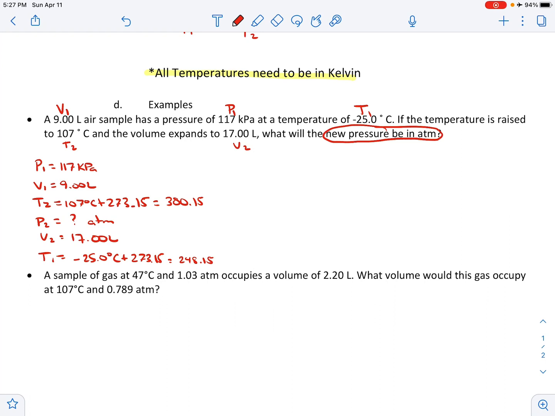So remember, the formula we're going to use is P1 V1 T2 is equal to P2 V2 T1. Now we can just plug it all in and solve. We're going to double check that our labels are what they need to be: kPa, and we need to get it to atm, but liters, K. All right, sweet. So we've got 117 times 9.00 times 380.15 is equal to our question mark, P2, times 17 liters, times our temperature of 248.15.